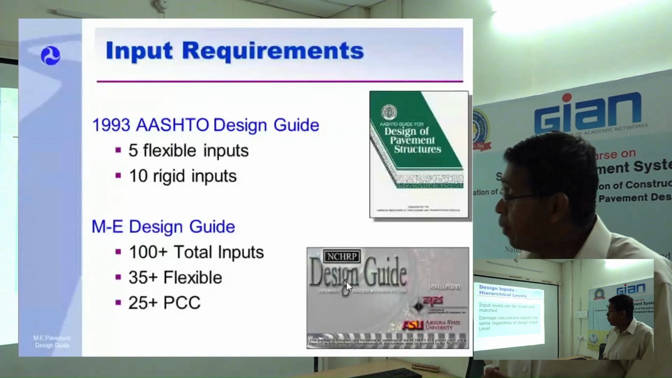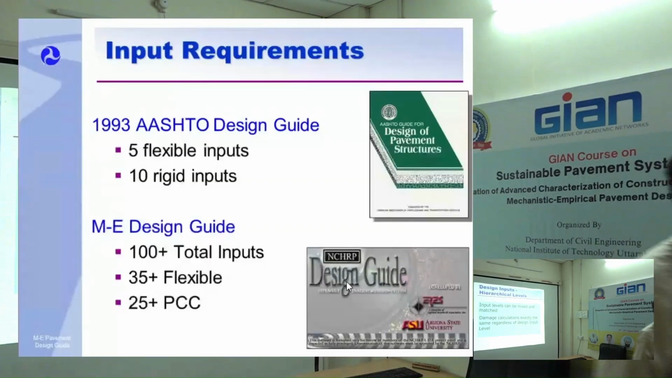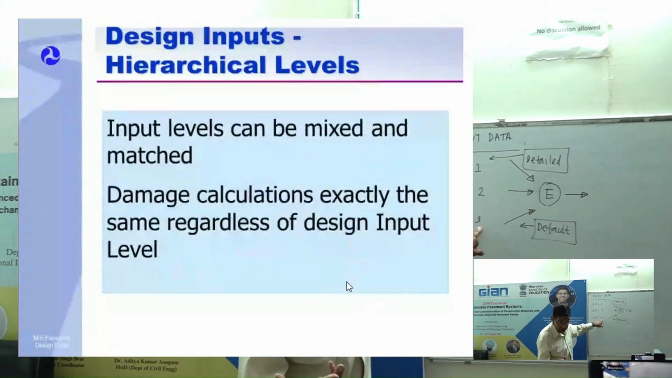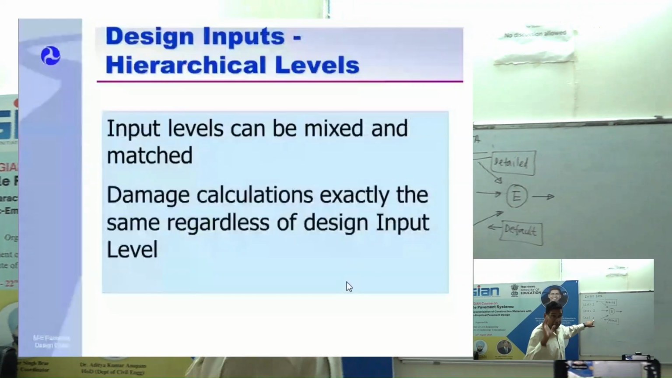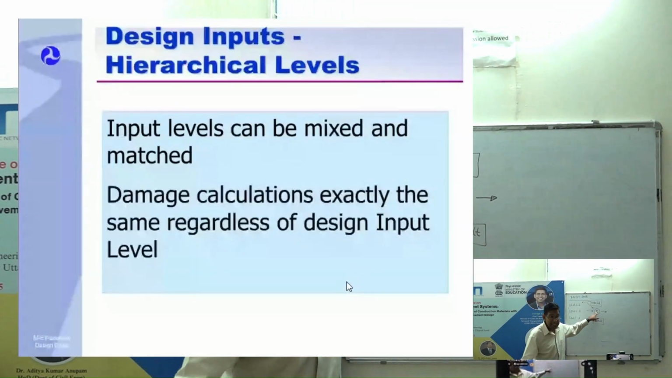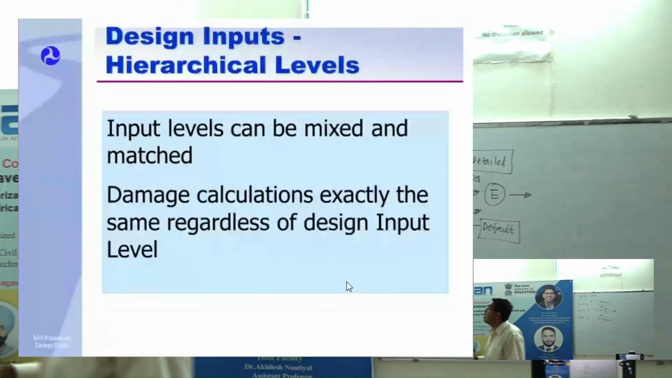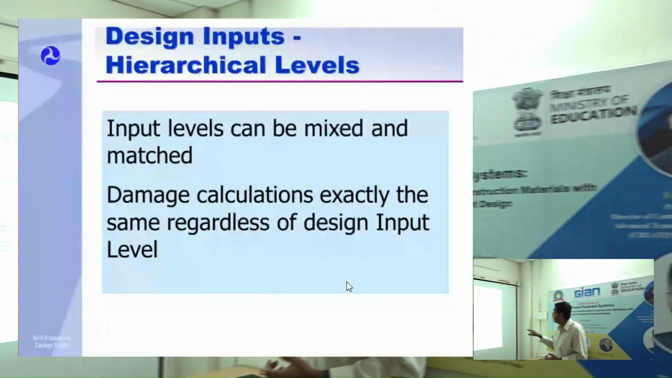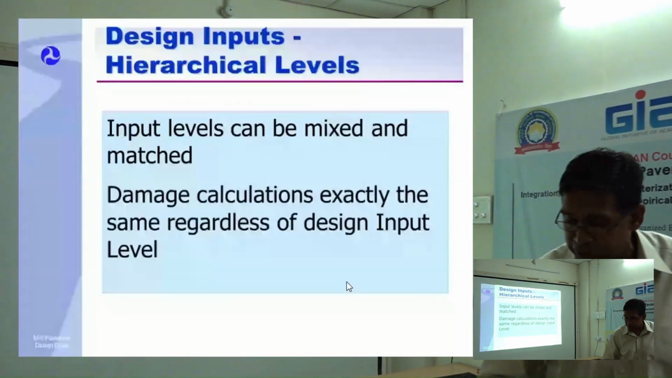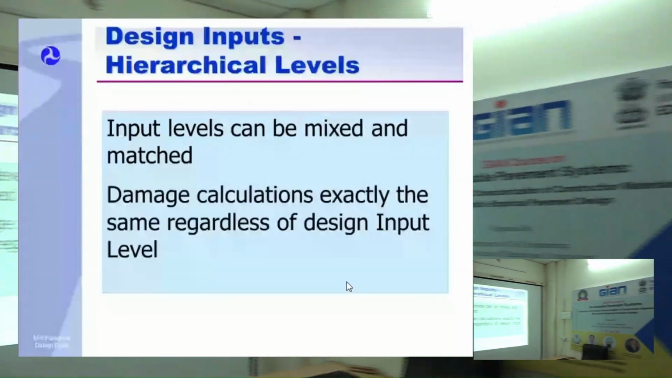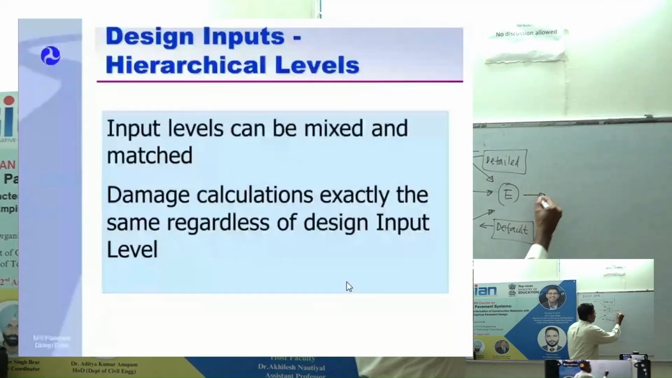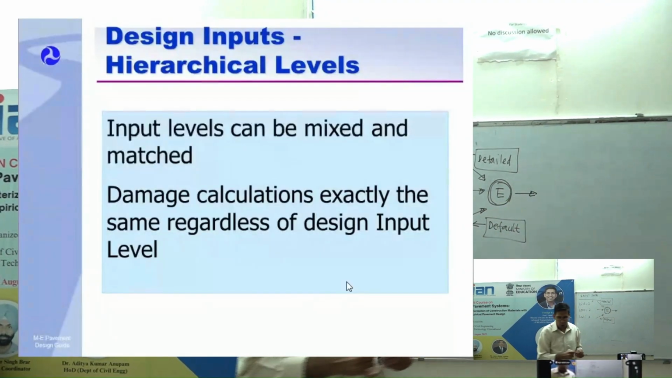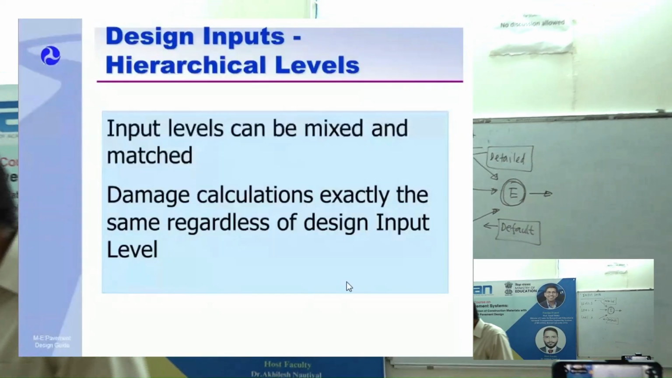Input levels can be mixed and matched. So that means for the surface layer, you can use level 1. For the soil, you can do level 3. Doesn't matter. Remember, everything leads to E value. It's just whether you have confidence in the E value or not. And then finally, damage calculation is exactly the same regardless of input values, because all the damage calculations happen based on E value. So going forward, once you have a typical E value, you are good to go to do the design calculation.